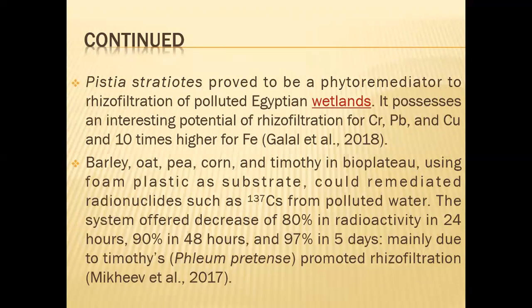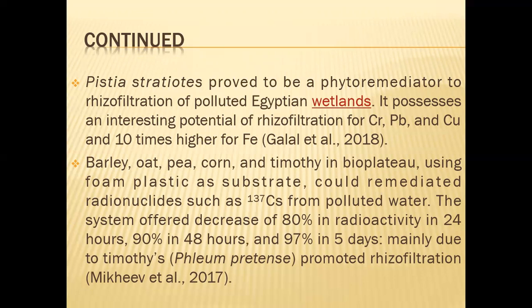Eichhornia crassipes, Pistia stratiotes proved to be a phytoremediator for rhizofiltration of polluted Egyptian wetlands. It possesses an interesting potential of rhizofiltration for chromium, lead, and copper, and 10 times higher for iron.